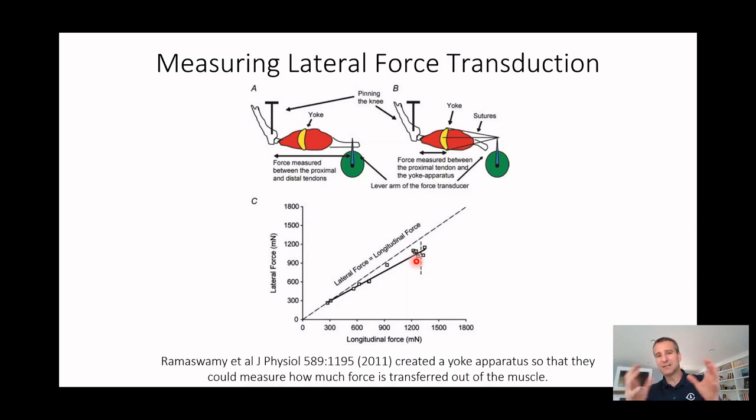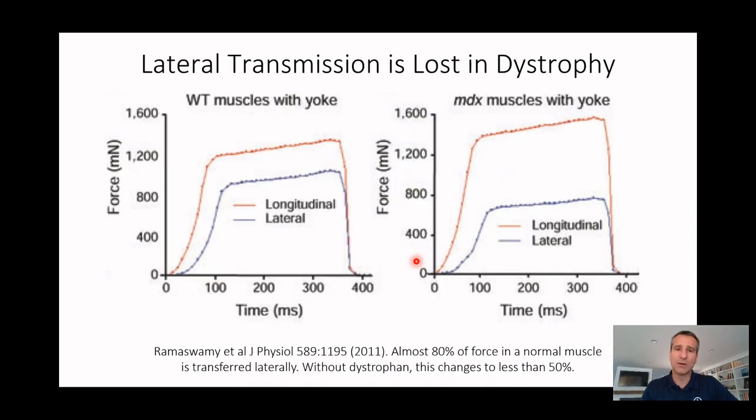And so what they then did is they started to try and figure out what was going on with that. The way that they did it is they took mice that lacked dystrophin. And so you can see these are wild type mice that have the normal dystrophin protein. The longitudinal force between the two of them is about equivalent. So you're not seeing a huge difference. You can see that 80% of the force is transmitted laterally.